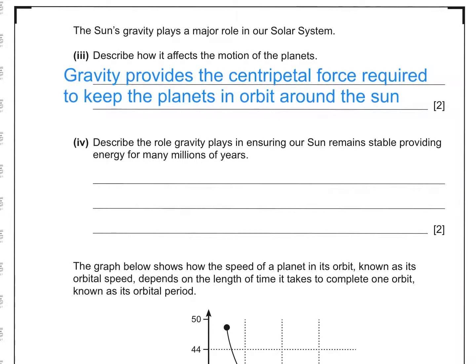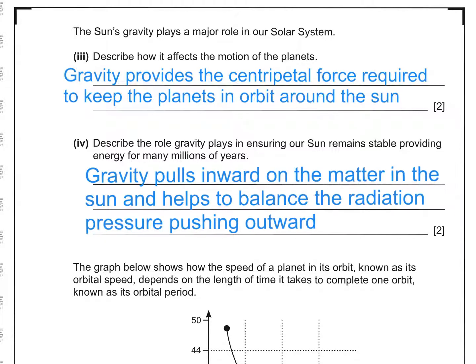Part 4, describe the role gravity plays in ensuring our Sun remains stable, providing energy for many millions of years. So this is the nuclear reactions that are going on in the Sun, and they're driven by gravity squeezing the material there. So we say that gravity is an inward force on the material in the Sun, and it helps then to balance out what we call the radiation pressure, which is trying to push outward from all the reactions that are going on at the center.